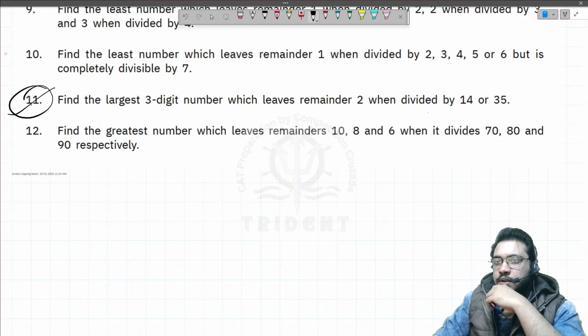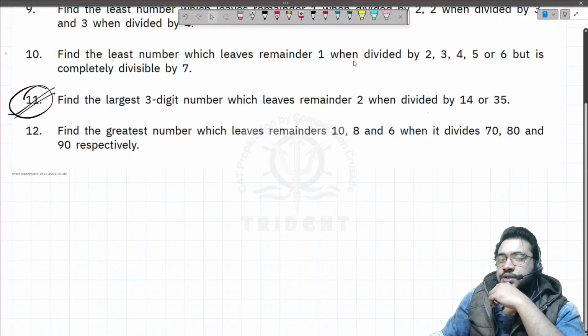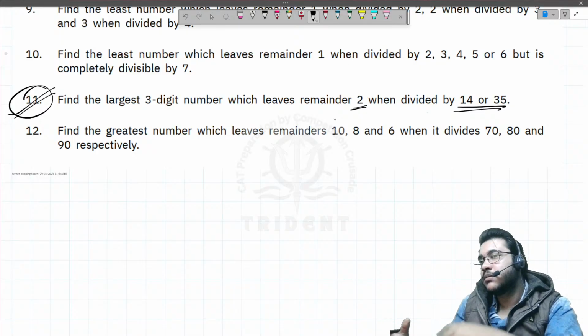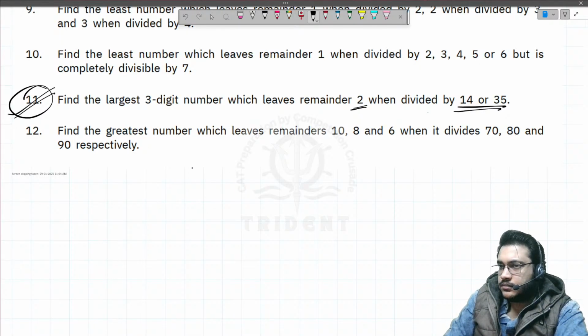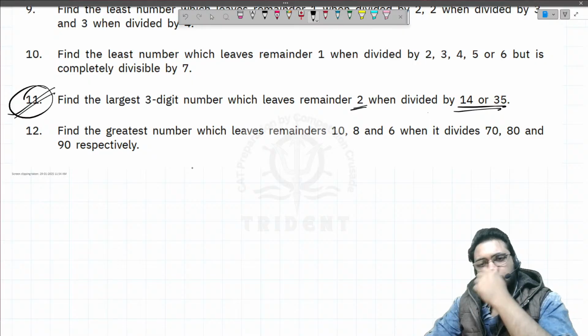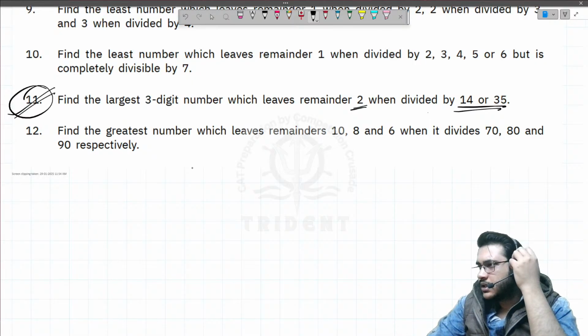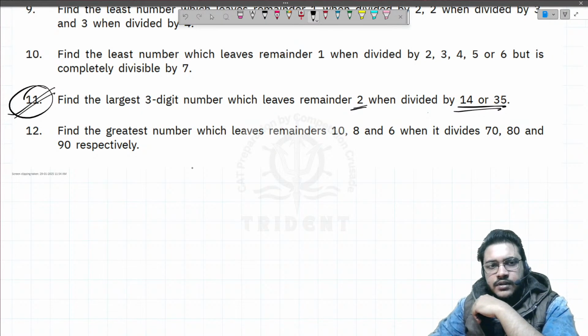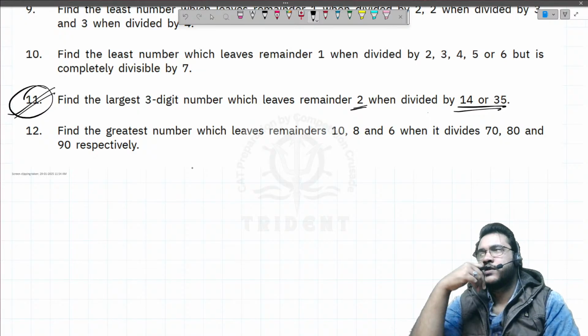Find the largest 3-digit number which leaves the remainder 2 when divided by 14 or 35. Okay, so how do we do this? The largest 3-digit number, and that too has to leave a remainder of 2. Now, what type of a number will that be? Whoever is looking at this video in a recorded form can always pause the video and try it. But since it's a live stream, I should just pause for like 10 seconds.